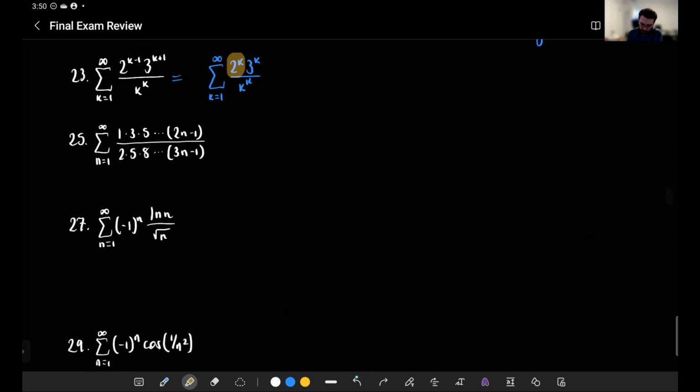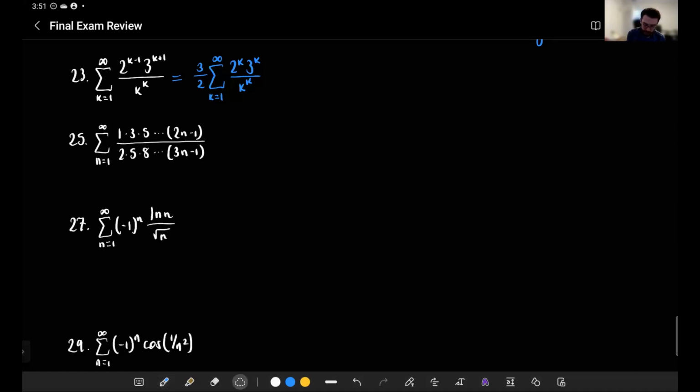And if I want 3 to the k plus 1, well, why not just multiply everything by 3? Because then that would be 3 times 3 to the k, which is 3 to the k plus 1. Okay, and then putting both of those two things together, I want to multiply by 3. I also want to divide by 2. So just put a 3/2 out front.